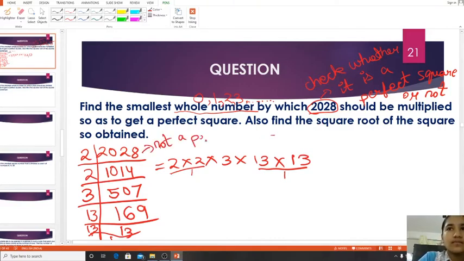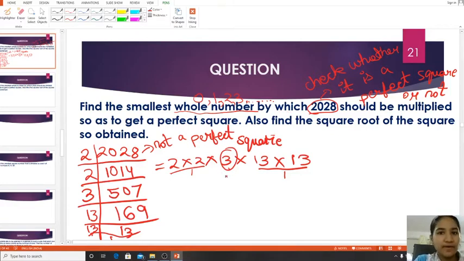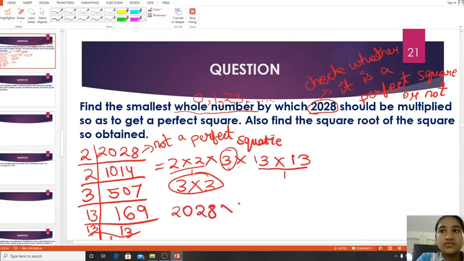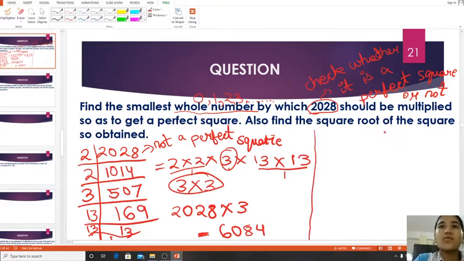Not a perfect square. Now the question is why? It's because of 3. What about 3? It's not in a pair. So what do we have to multiply? We have to multiply by 3, right? Because if we multiply by 3, it comes in a pair. So it will become a pair. So we have to multiply with 3. 2028 into 3 equals 6084. Right?